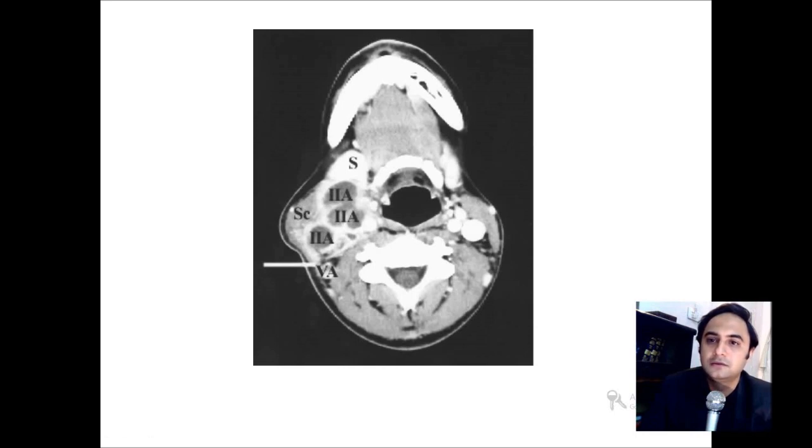Now, it is very important to differentiate between the levels, level 5 and especially level 2A and 2B. Level 2 will be present on the medial aspect of the sternocleidomastoid, along the submandibular gland, behind the submandibular gland, and level 5 will be on the posterior lateral aspect of the sternocleidomastoid.